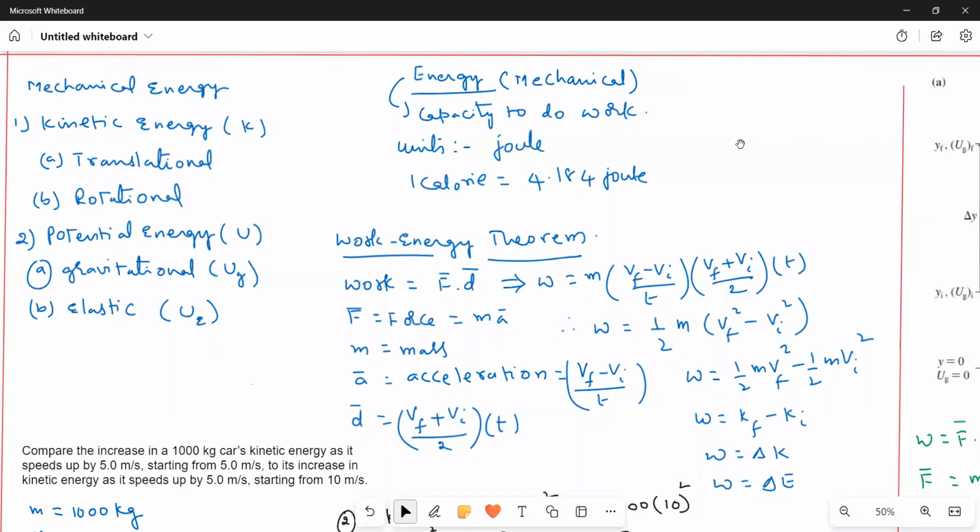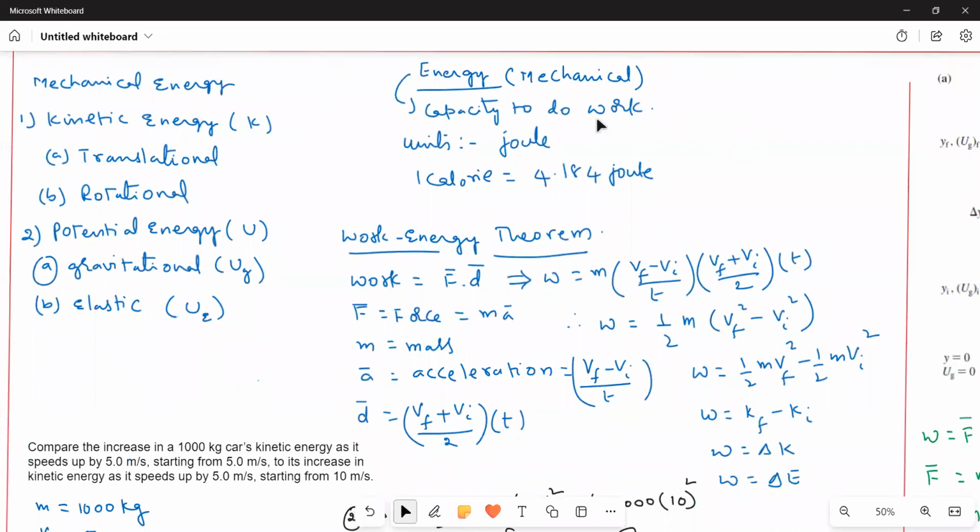We will study about energy, especially mechanical energy. What is energy? Energy is the capacity to do work. The unit of energy is the joule.